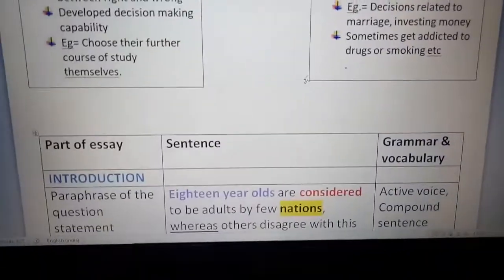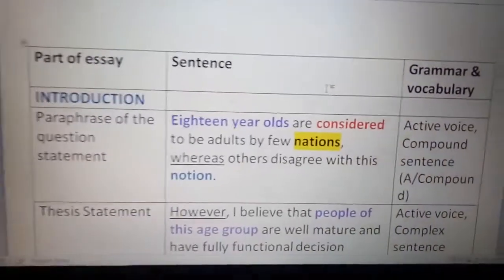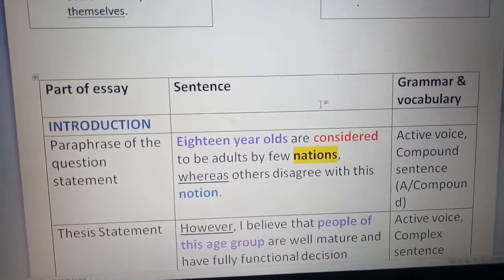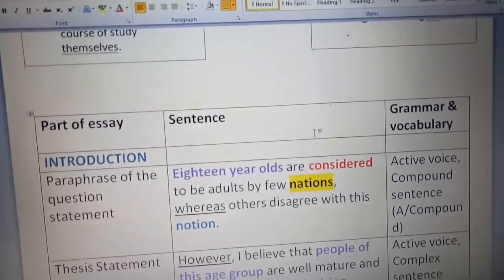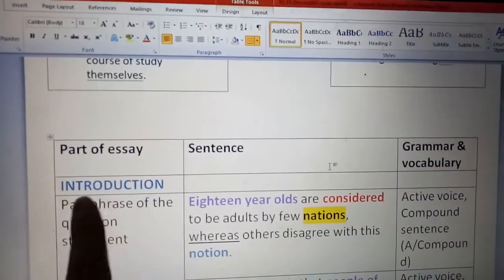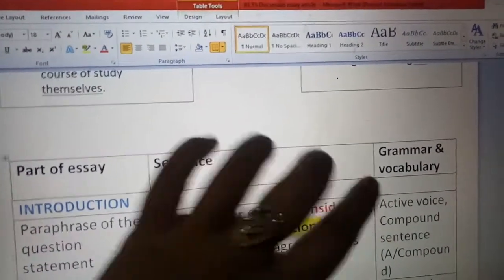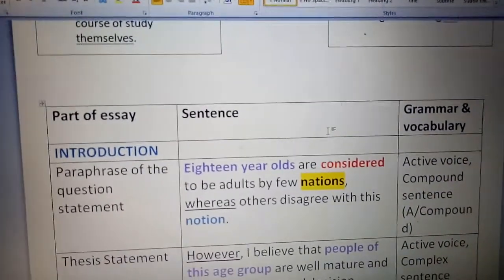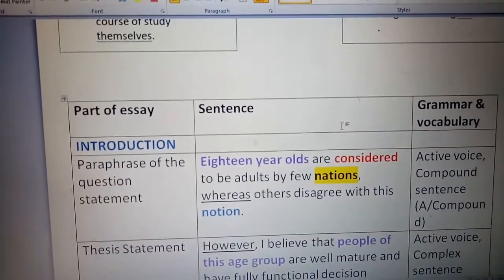Now, coming to the essay writing, how you should write an essay. See, while you are practicing for the IELTS essay, while your exam is after a few days or few weeks, you should practice it in such a manner. Make a table. You write the part of the essay like introduction, body paragraph 1, then you write the sentence, and then grammar and vocabulary. So this way you will be able to check your essay yourself. You need not show it to anybody. But yes, if your basic English is incorrect, then you have to show it to some good IELTS teacher.